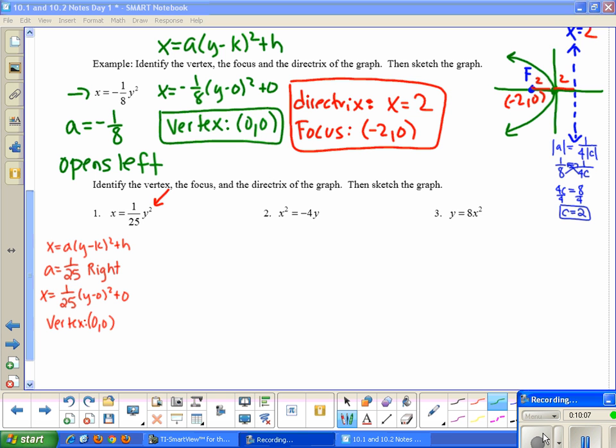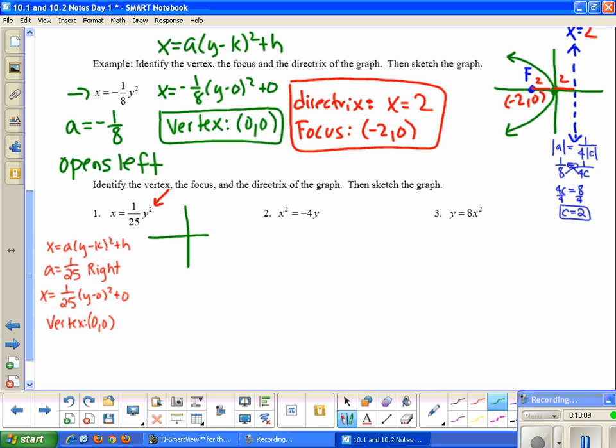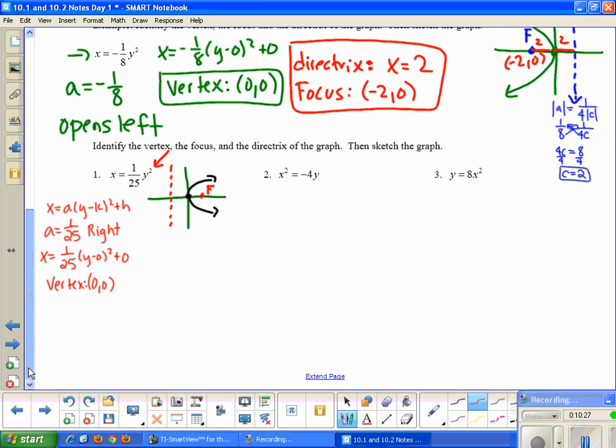So if I make myself a nice little sketch, I know my graph vertex is here and it's opening to the right. And that means that my focus has to be somewhere in here. And my directrix would have to be a vertical line going this way. So how do I figure out that line? I can use my formula.